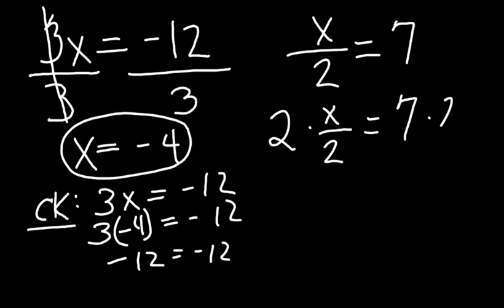So 7 times 2. To multiply a whole number times a fraction, you put it over 1. That cancels. X over 1 is just x. 7 times 2 is 14. That's your answer.